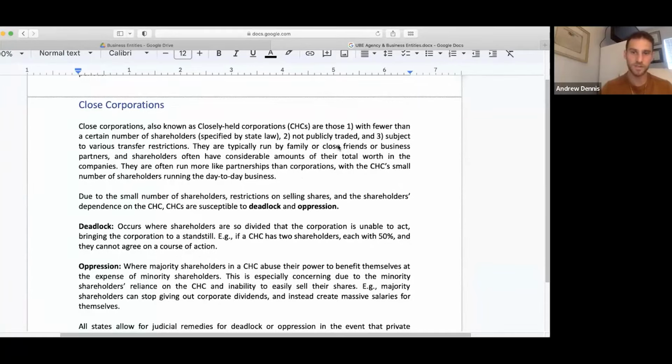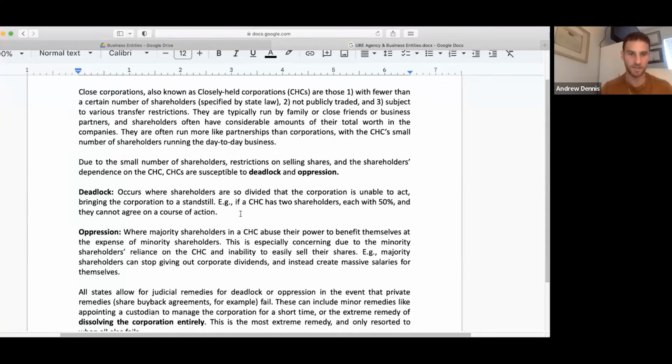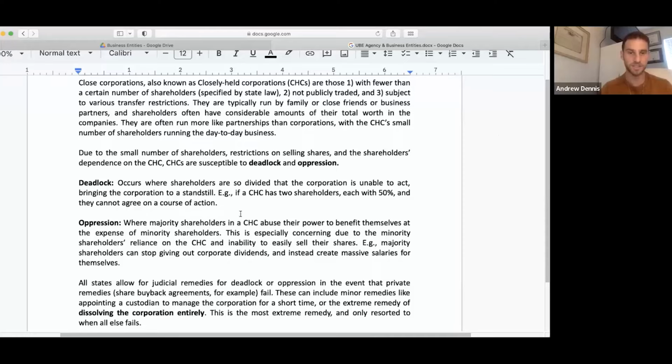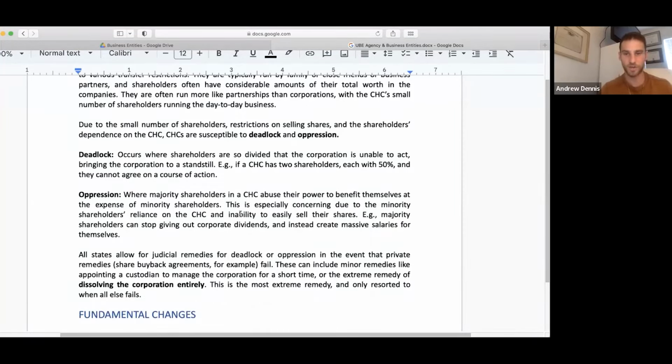All right, a closed corporation. So these are small corporations, basically, CHCs, fewer than a certain number of shareholders. It's 35 in Florida. I don't know what it is by state. Not publicly traded and subject to various transfer restrictions. They are typically run by family or close friends or business partners, and shareholders often have considerable amounts of their total worth in the companies. So these are closed corporations. And it says here that they're susceptible to deadlock and oppression. Deadlock occurs when shareholders are so divided that the corporation is unable to act, bringing it to a standstill, right? There's only two shareholders, 50%. Oppression, where majority shareholders in a closely held corporation abuse their power to benefit themselves at the expense of minority shareholders.